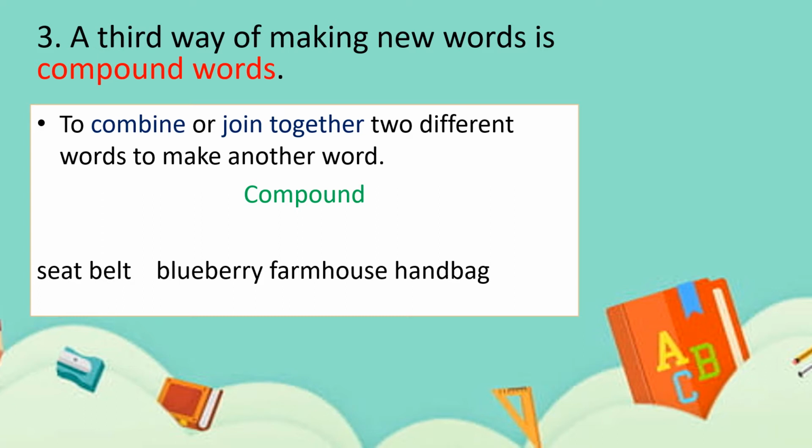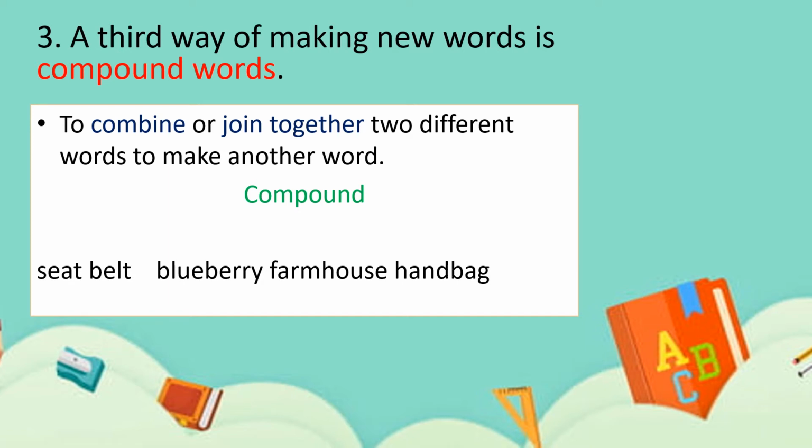Also, we have ways of combining words. Sometimes these two words which are combined may have a hyphen. Like seat belt. Seat belt here, of course, does not have a hyphen. It has a space. Seat, a word, and belt, another word.